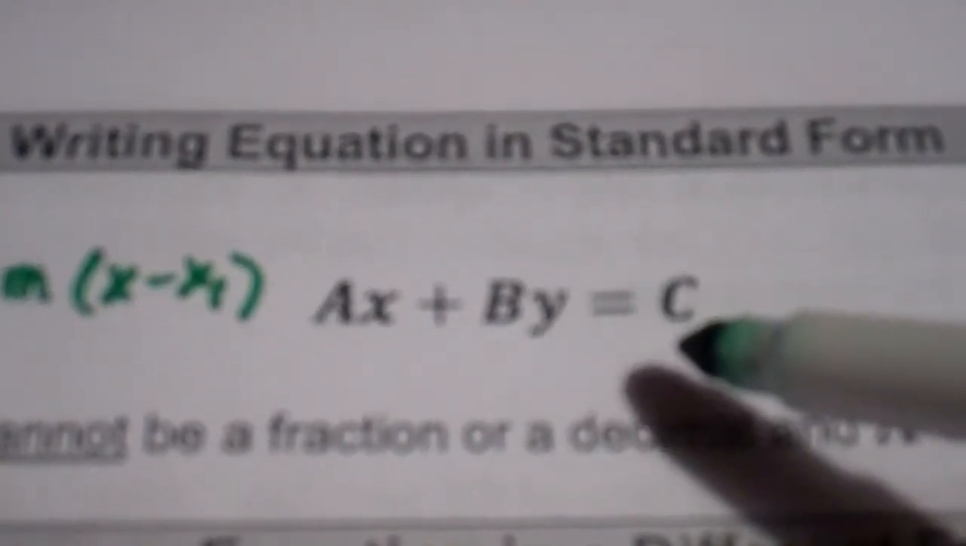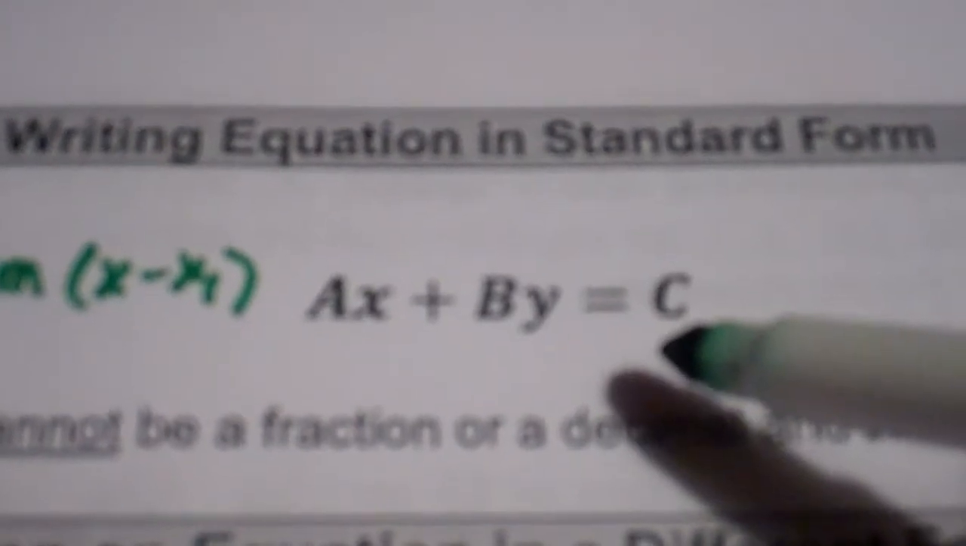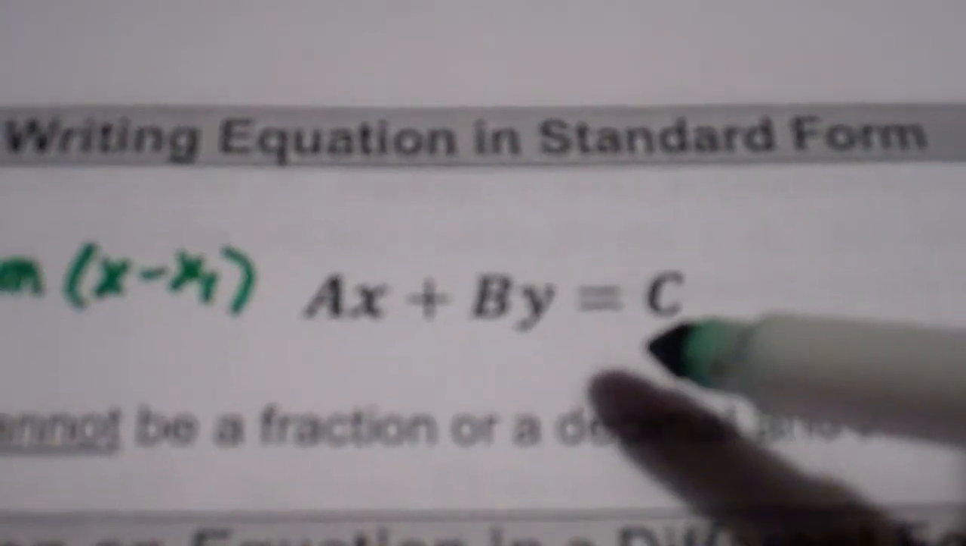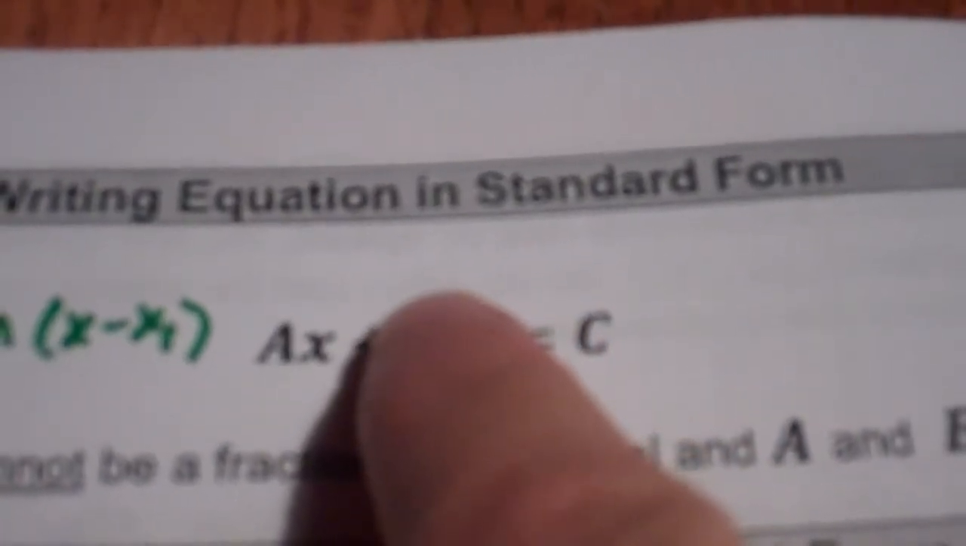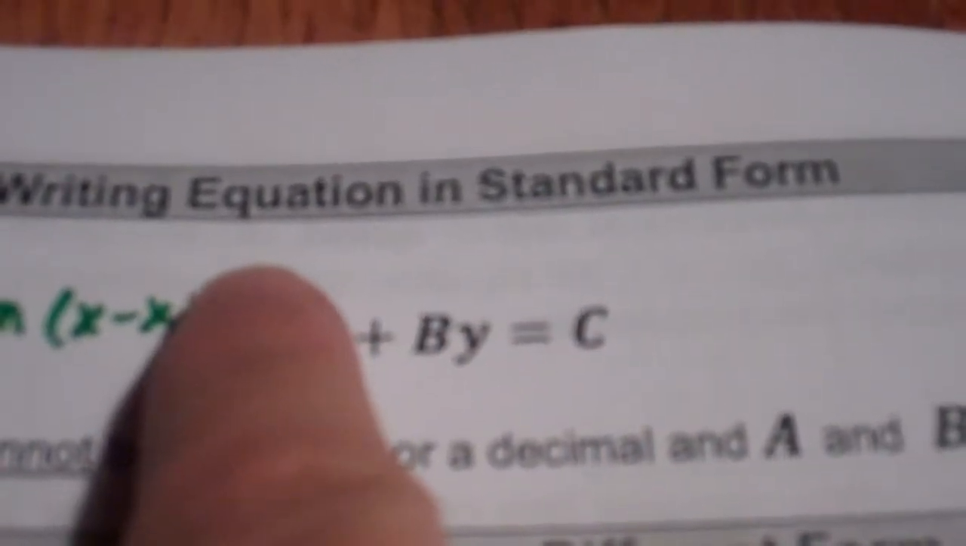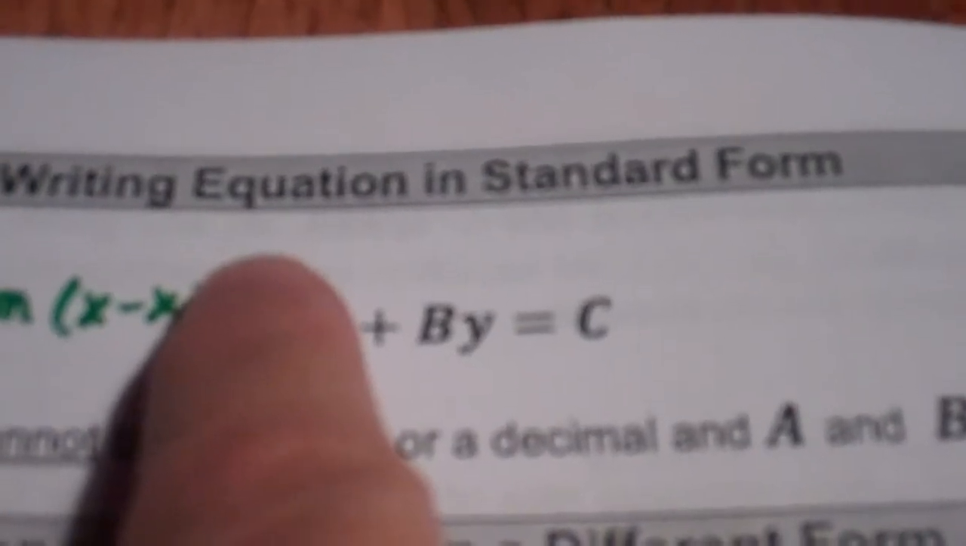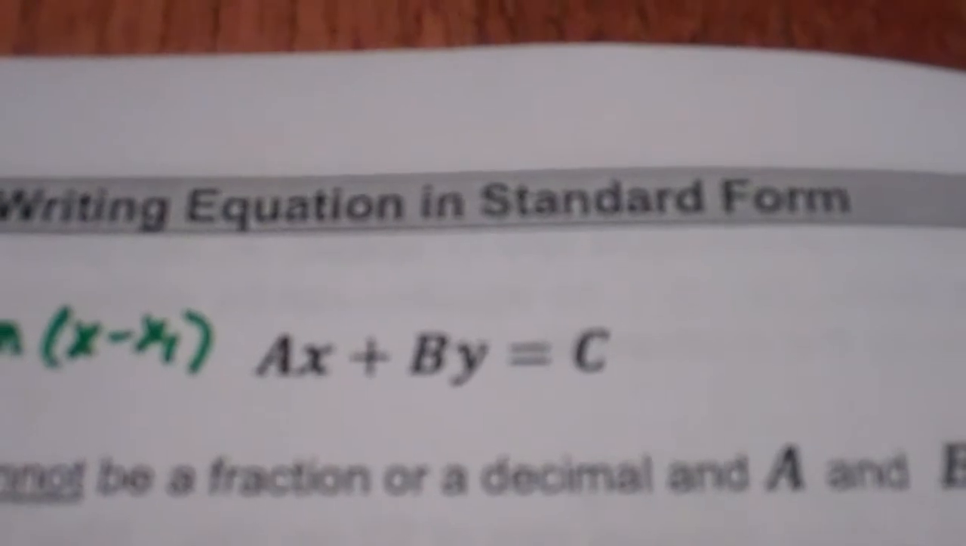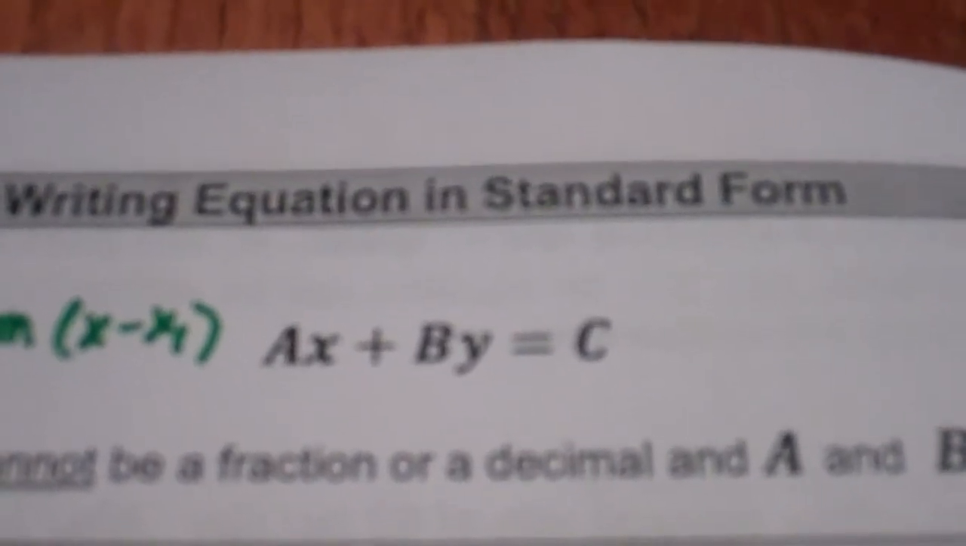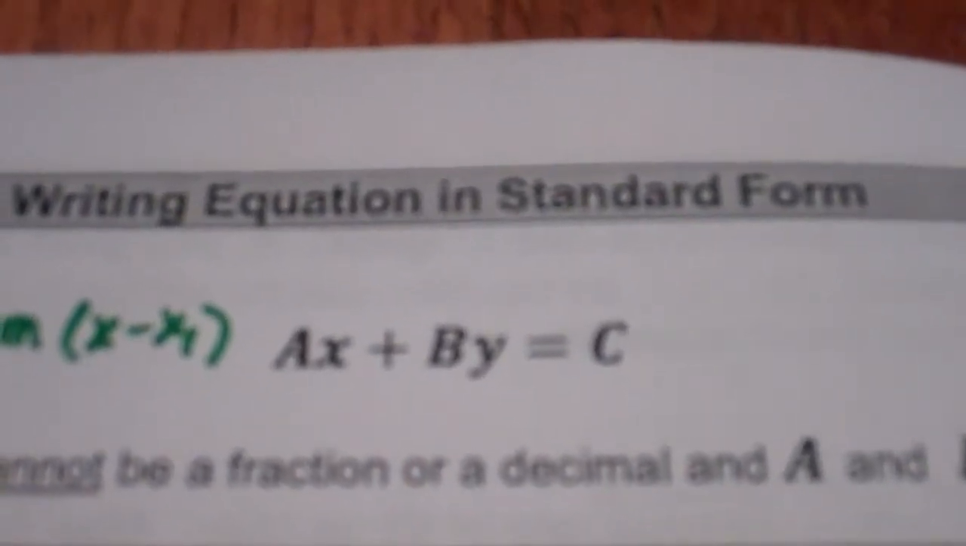We've seen this form before graphing when we found our intercepts for x and y. Remember when we used to set y equal to 0 and solve for x, and then x equal to 0 and solve for y. So what's cool about these equations is you can go back and forth from each one. So today we're just going to focus on learning the standard form.